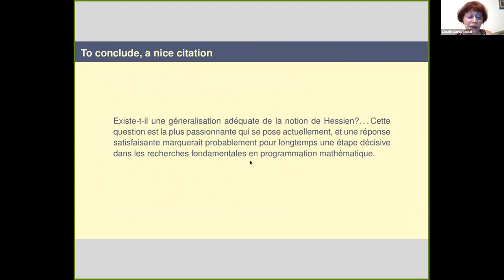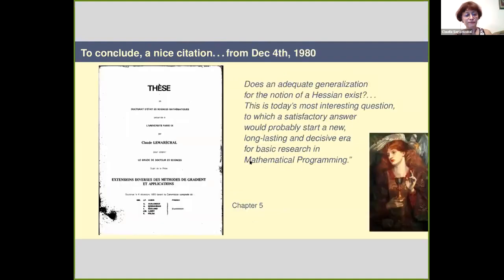That is a citation that I will read with my French. I don't know how many, there is Julien, I think only, so not everybody will be offended by my massacring of French. Existe-t-il une généralisation adéquate de la notion de Hessien? Cette question est la plus passionnante qui se pose actuellement, et une réponse satisfaisante marquerait probablement pour longtemps une étape décisive dans la recherche fondamentale en programmation mathématique. Okay, now that I massacre your ears with my French, let's continue with English.